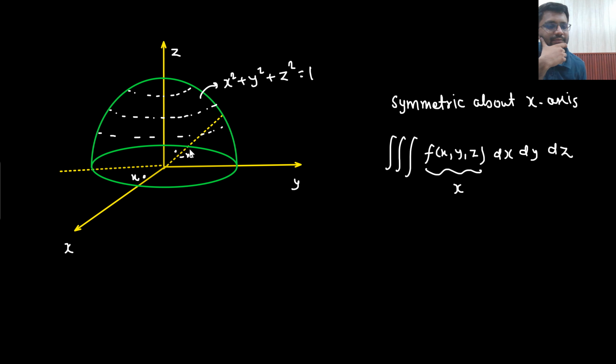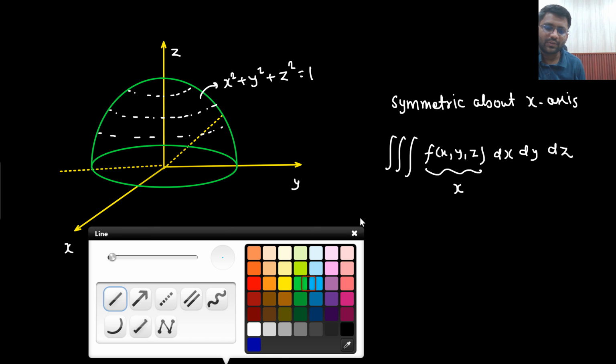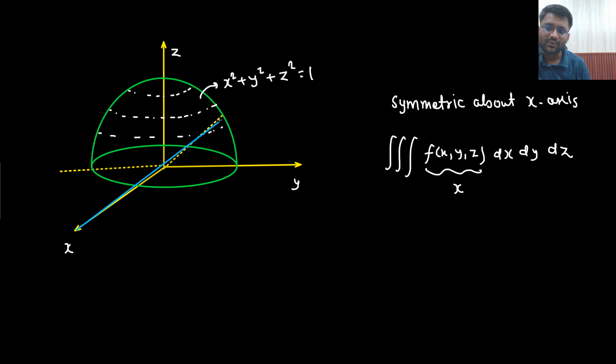Are you able to understand this point? Actually, what is the meaning of symmetric about x-axis? This is your x-axis, so symmetric about x-axis means this particular part is symmetric about this part. Basically, let's just say this is a sphere, and this particular line is the z-axis. If I say the sphere is symmetric about z-axis, that means this point and this point both are symmetric.